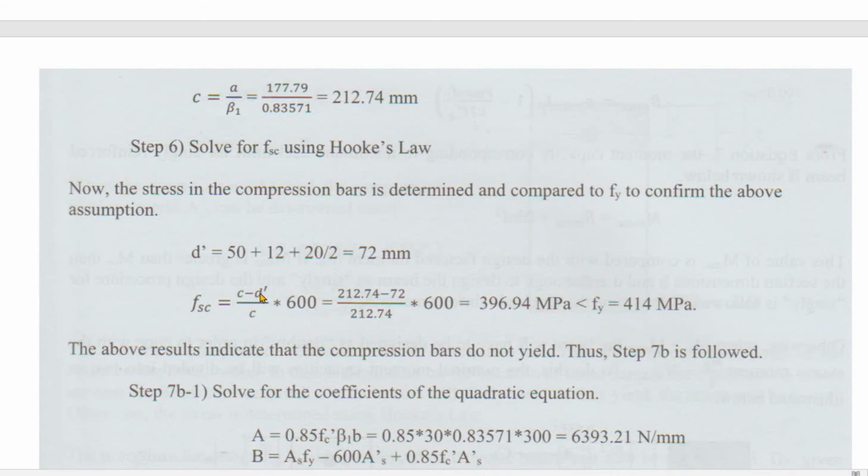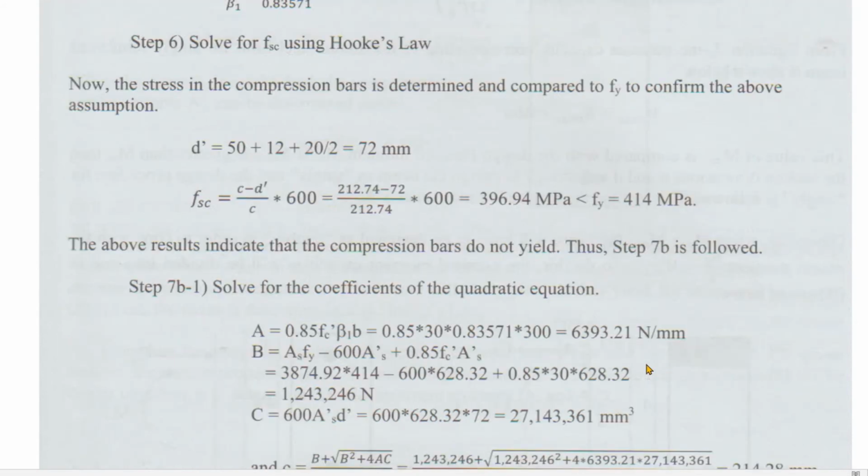D prime, ito yung location ng compression steel. And that is equal to 396.94, which is less than Fy. So, again, ko-compare natin to, ano? So, the above results indicate that the compression bars do not yield. Ibig sabihin, less than 414 siya. Thus, step 7B is followed.